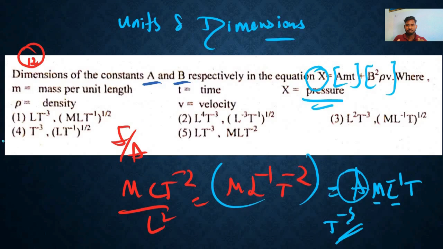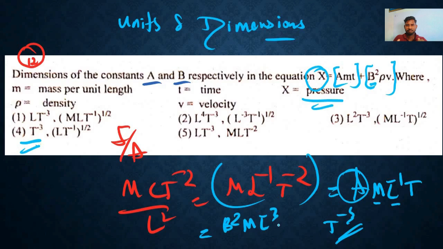Do we have T minus 3? Yes, we have T minus 3 in the fourth answer. And other answers won't give T minus 3. So yeah, we have our answer, right? But still, let's try to find b as well. B squared rho v, right? B squared we don't know. Rho, that's density. Density means M L minus 3, mass divided by volume.